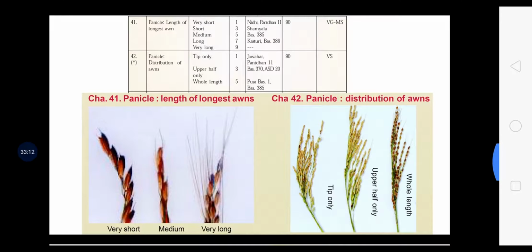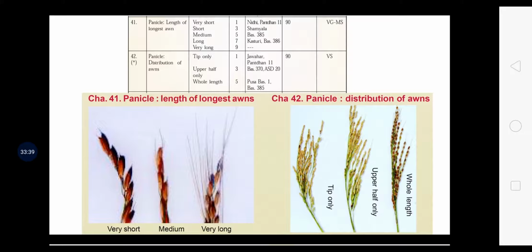41st characteristic is length of the longest awn on panicle. The length is divided into very short, scored as 1. Examples are Nidhi and Pantadhan 11. Short is scored as 3. Example Shamala. Medium is 5, that is Basmati 385. Long is given score of 7. Example Kasturi Basmati 386. Then very long scored as 9.